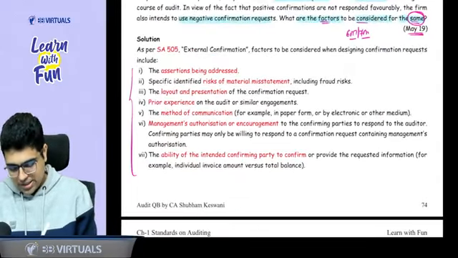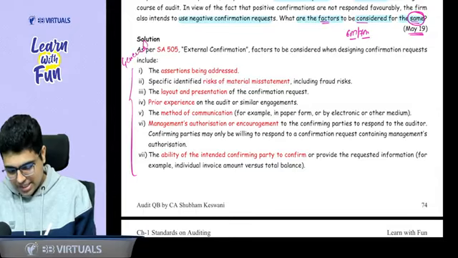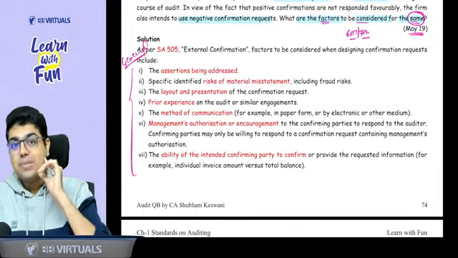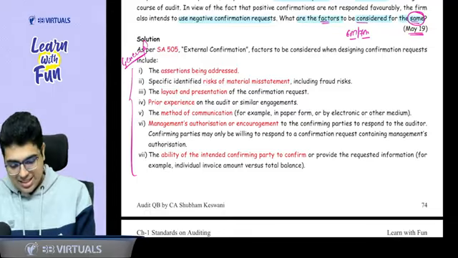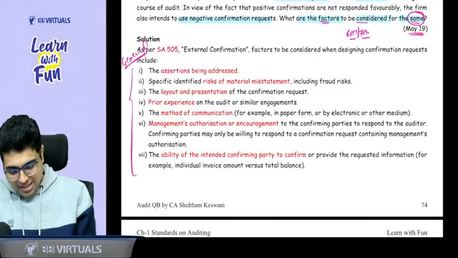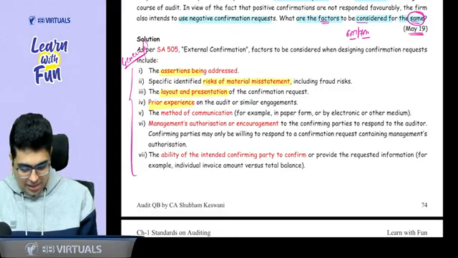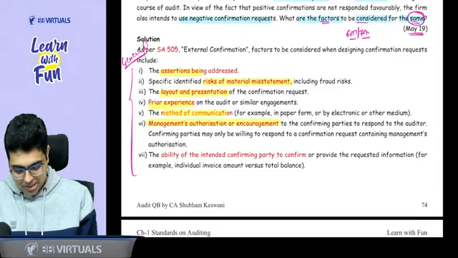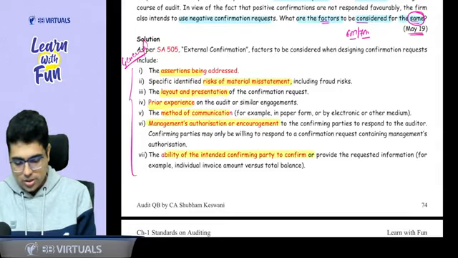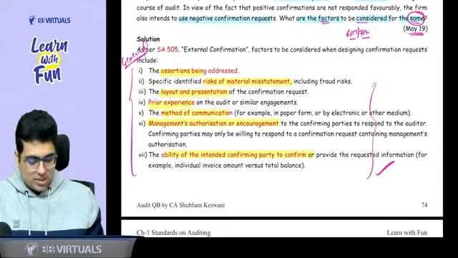First of all, they have written the general points of designing a request. Remember the general points, the love letter points. Sir, what were the love letter points? Layout and presentation, assertions, prior experience, risk of material misstatement, management encouragement, method of communication, ability of confirming party to confirm. So these general points you will consider.